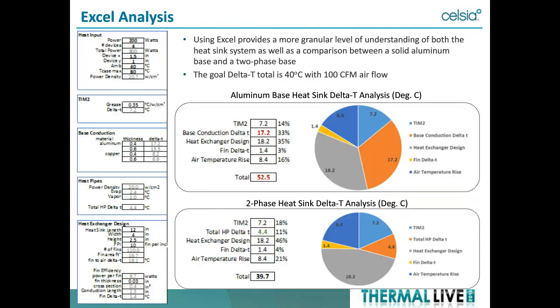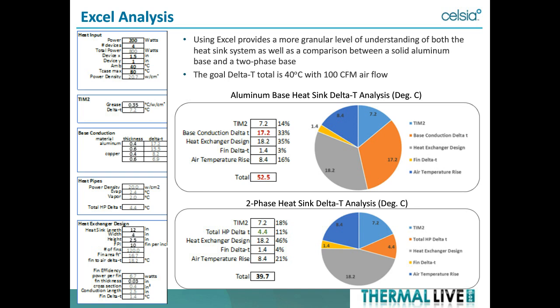The next thing we'll often do is do the same thing in an Excel spreadsheet. In an Excel spreadsheet, we take a little more detailed look at the individual pieces of the design. I see I have just a couple minutes, so we'll move along here. We take a look at the heat input, we take a look at the TIM, the interface material, what's its resistance, what's its delta T. We do some conduction estimates. We do some estimates on the delta T on the heat pipe or vapor chamber. And the key thing is to look at the heat exchanger design, the fin area and the airflow.